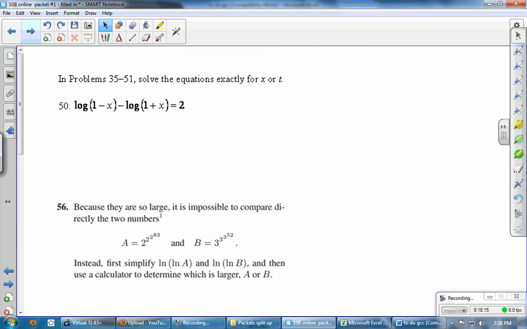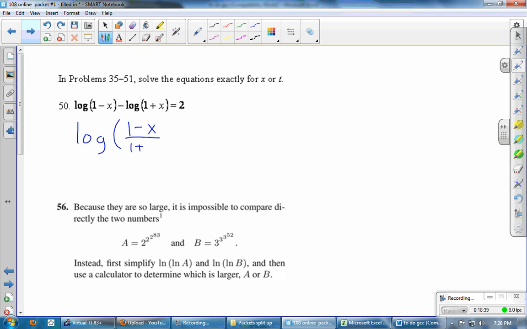Moving on to the next page, in problems 35 to 51, solve the equations exactly for x or t. So let's try 50 here. Log 1 minus x minus log 1 plus x equals 2. Telltale sign in this problem is that there are 2 different logs. We'd like to be able to merge them together to make 1 log. When you see subtraction of 2 logs, you can merge them together using division. This is one of our properties that we've used today, but going the other direction.